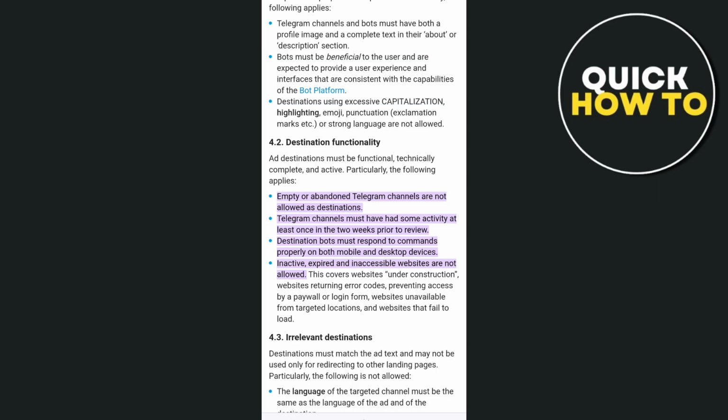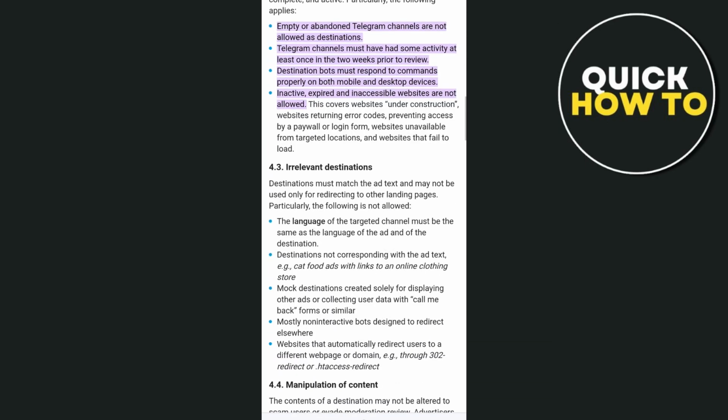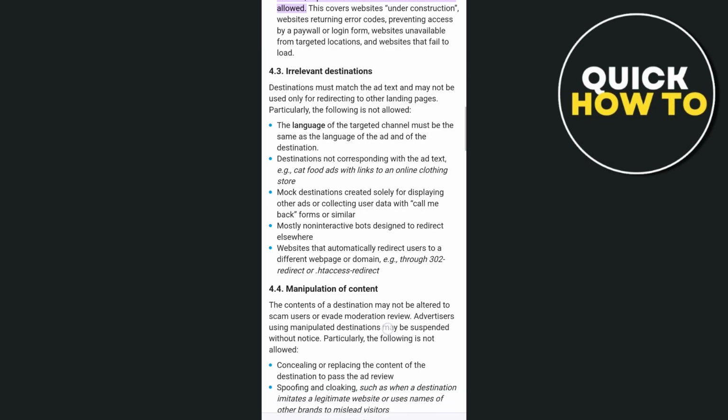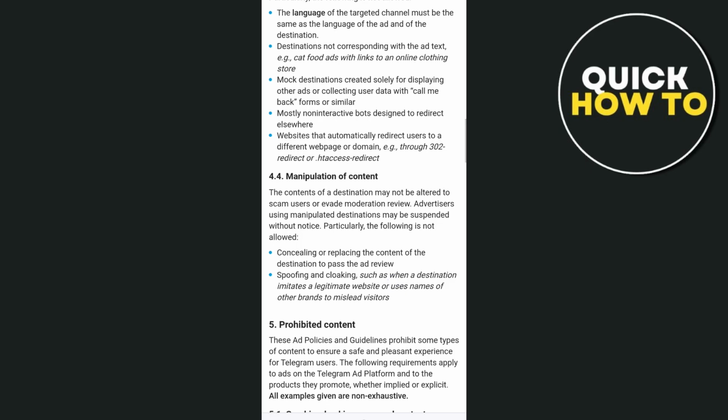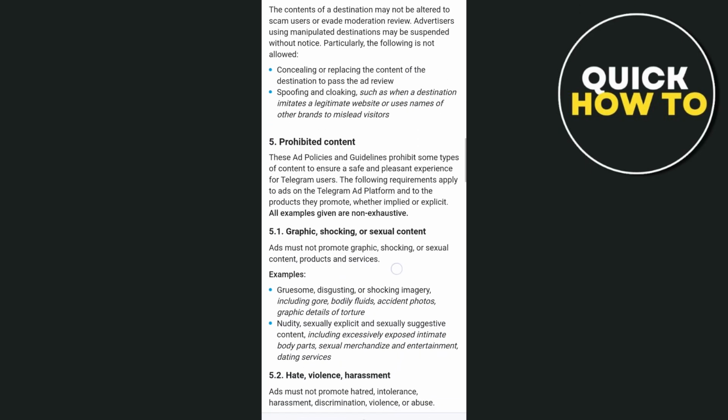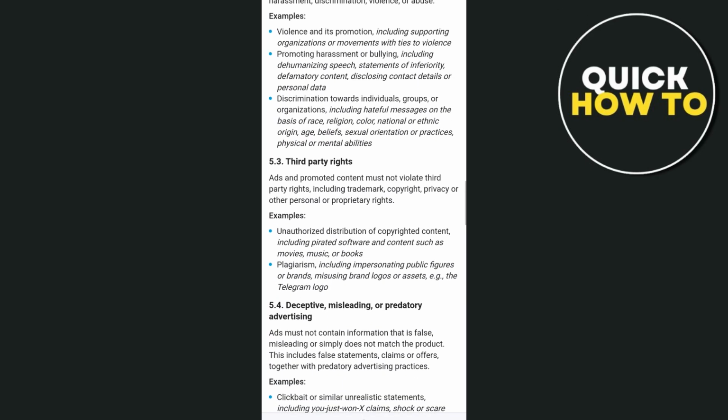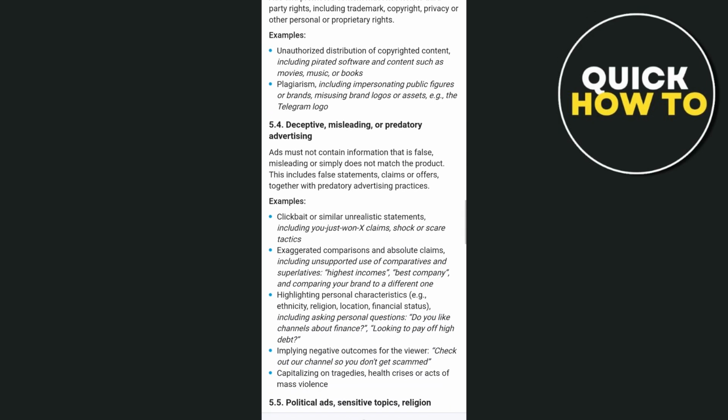Number four, high volume of submissions. If there is a high volume of ad submissions, the review process may take longer than usual. Patience is key in such situations. Number five, payment issues. Ensure that your payment method is valid and has sufficient funds. Ads might not be approved if there are issues with your payment method.